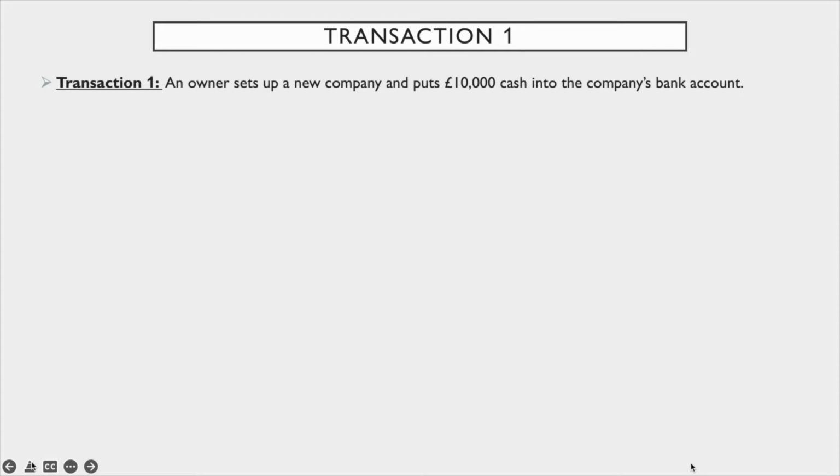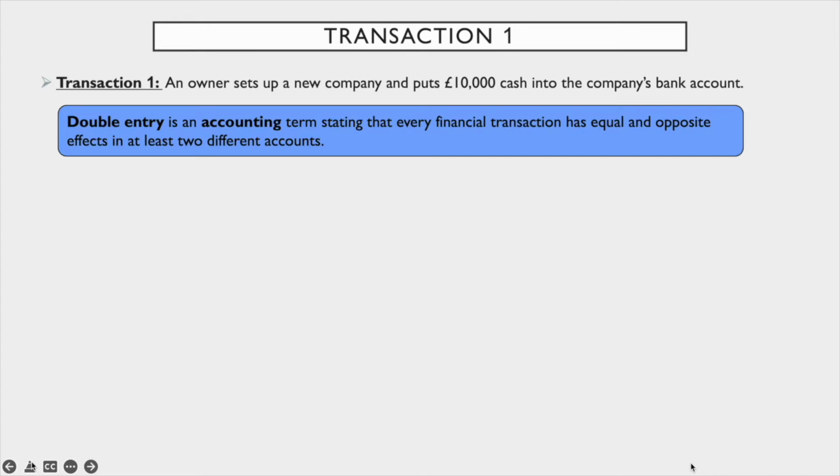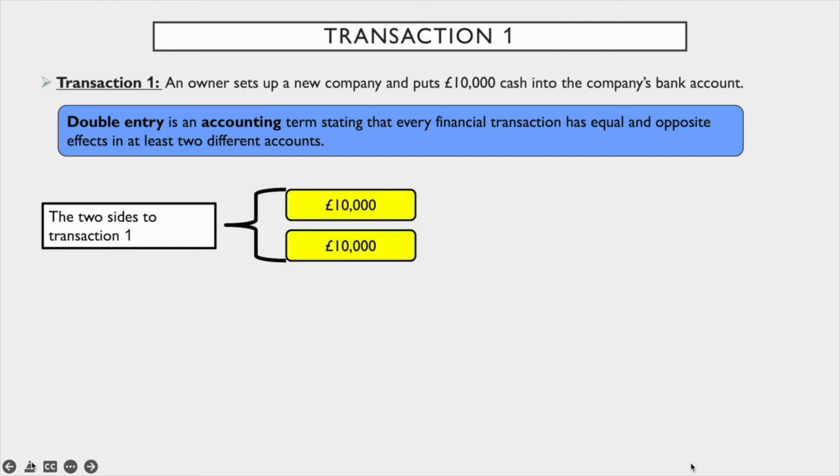Focusing then on transaction one, an owner sets up a new company and puts £10,000 of cash into the company's bank account. There's this concept within accounting called double entry, and double entry in accounting states that every financial transaction has an equal and opposite effect, and that effect is impacted on at least two different accounts. So in this case, transaction one, we have an owner setting up a new company and putting £10,000 of cash into the company's bank account. As we said there, double entry impacts two accounts. The monetary amount is £10,000.